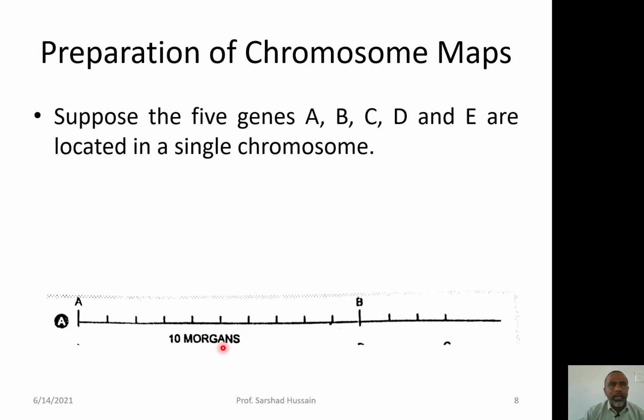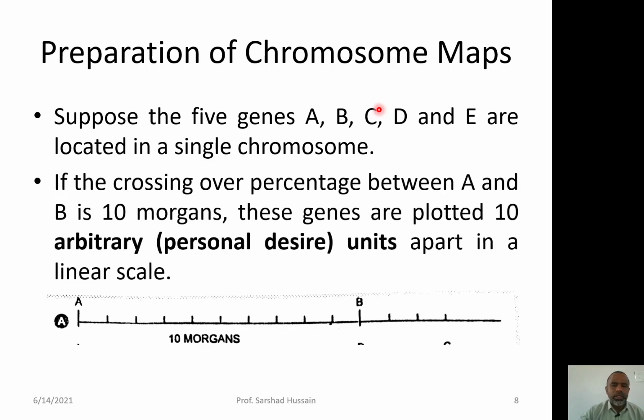Let us now prepare a chromosome map, taking the background that I have told you so far regarding the Sturtevant and Morgan hypothesis and the two basic principles. Suppose the 5 genes A, B, C, D and E are located in a single chromosome. We have to determine where A, B, C, D and E are located, which is near to which, and the series. We have to see the distance between them. This is called chromosome mapping.